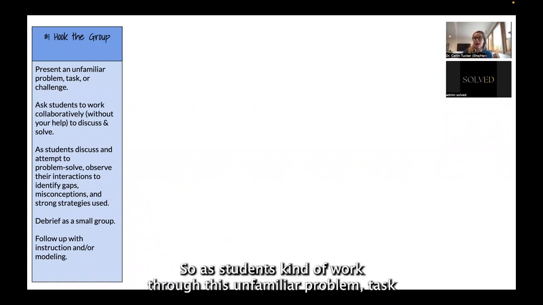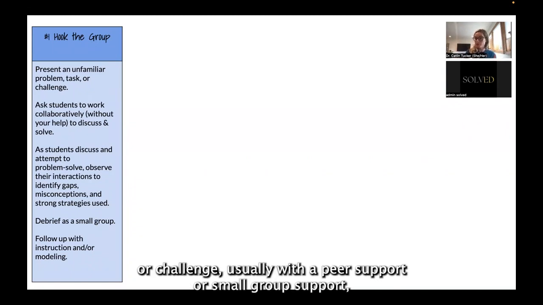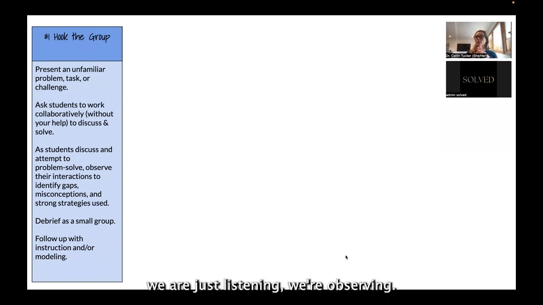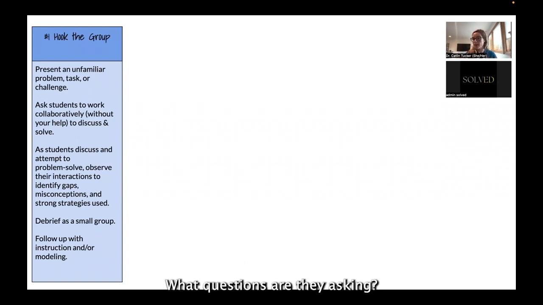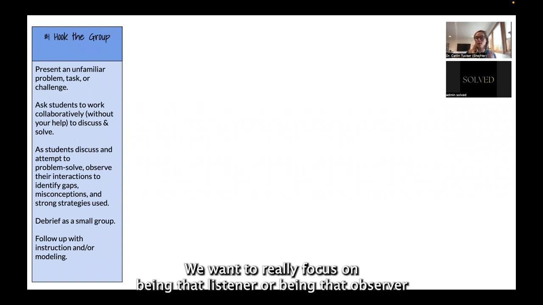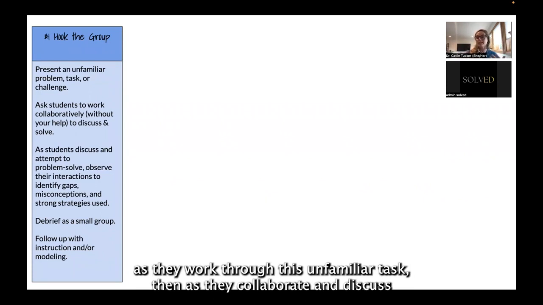So we're trying to build that stamina so that they are comfortable sitting in a space of productive struggle. As students work through this unfamiliar problem, task, or challenge, usually with peer or small group support, we're just listening and observing. What are the misconceptions? What are the strong strategies they're using? What questions are they asking? We want to really focus on being that listener, that observer as they work through this unfamiliar task.